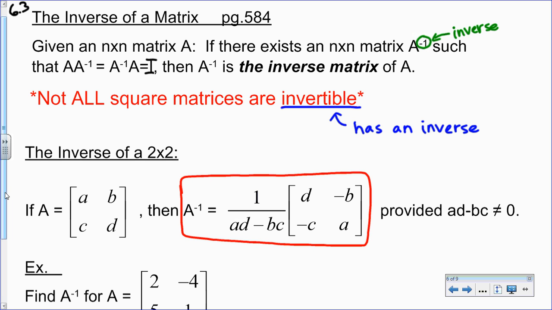So there will be an inverse as long as AD minus BC does not equal 0. Because if it equals 0, then you couldn't divide. 1 divided by 0, you couldn't do. So if that happens and it's 0, that's the cases that would not have an inverse.